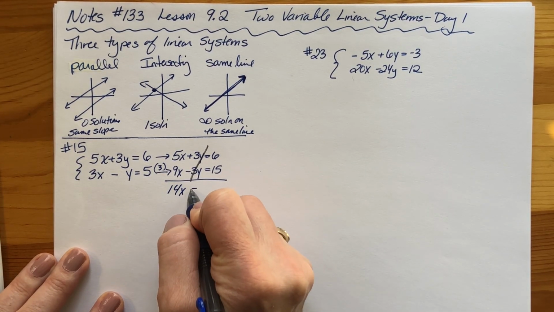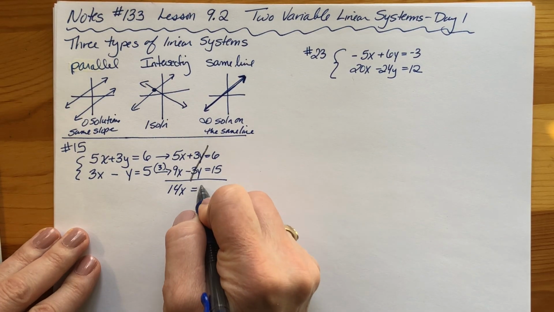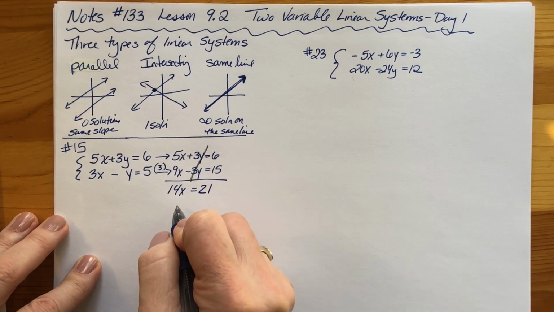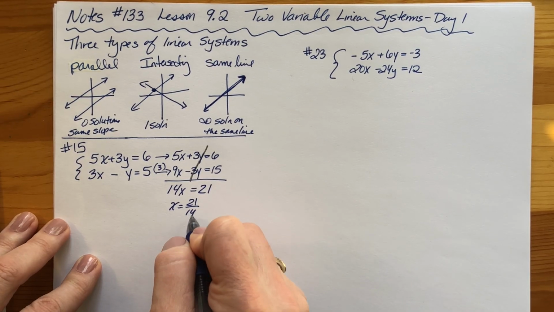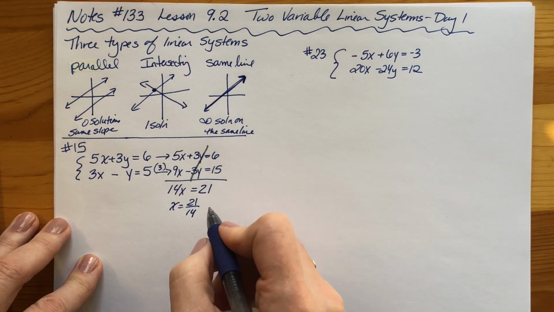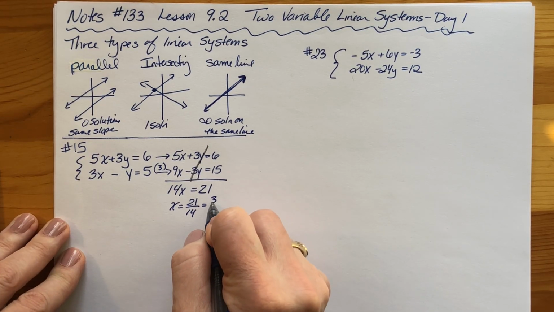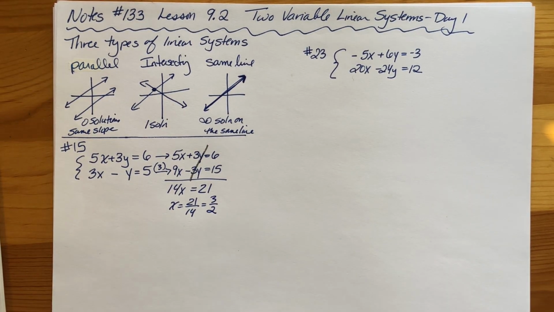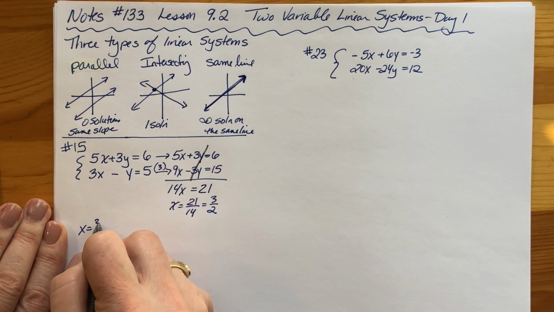So I have 14x is equal to 6 plus 15, which gives me 21. Divide both sides by 14. So I have x is equal to 21 over 14. Or, you math lovers, I know you, right away you see that's divisible by 7. So that is 3/2. Okay, so we got a fraction. Awesome. Let's take that. x is equal to 3/2.